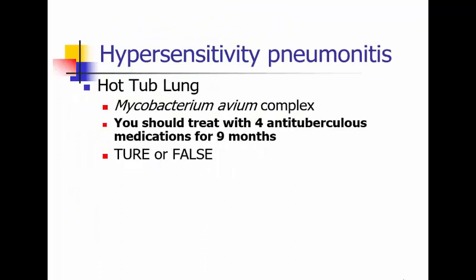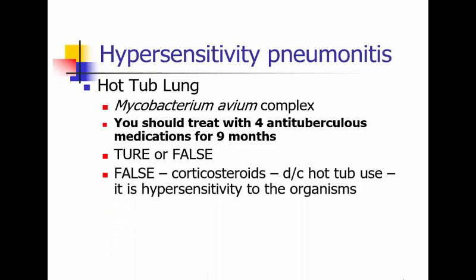The other thing is what we call hot tub lung disease, Mycobacterium avium complex. You remember when we talked about infectious disease, I mentioned this. You should treat the patient with 4 antituberculous medications for 9 months if the patient has hot tub lung symptoms. Is this true or false? You are right. This is false.